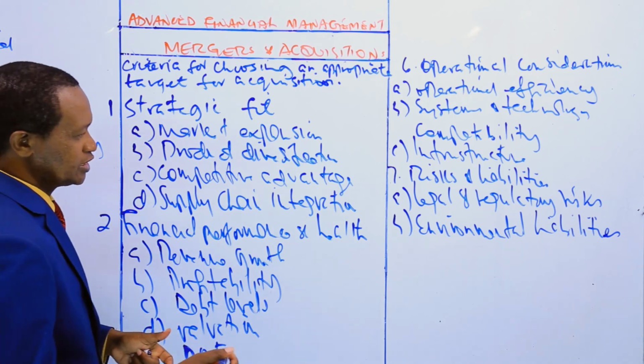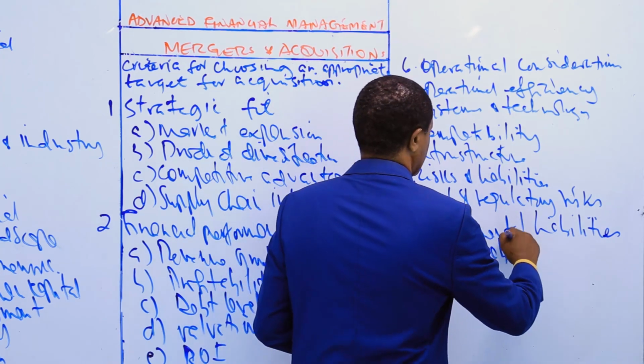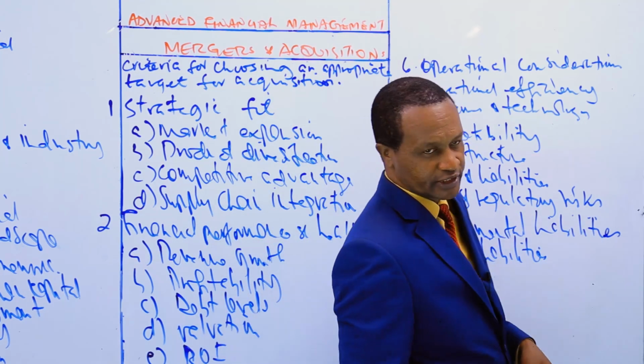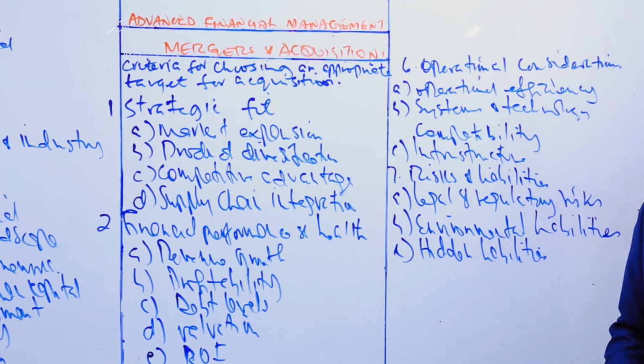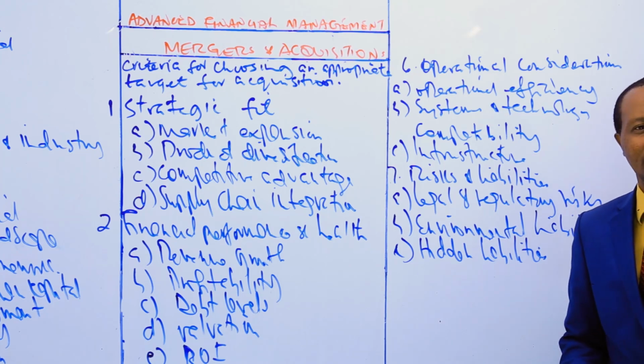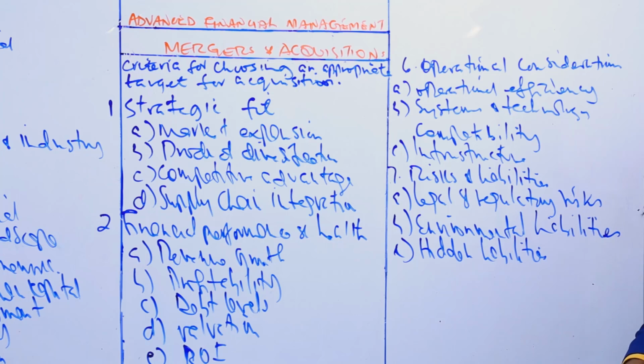Then there could also just be hidden liabilities. This is in relation to undisclosed debts, contingent liabilities, or off-balance sheet obligations.